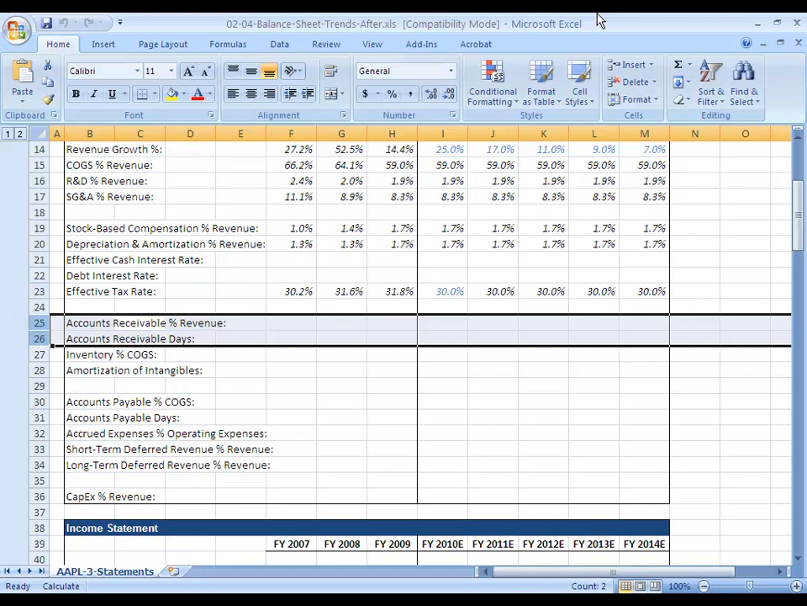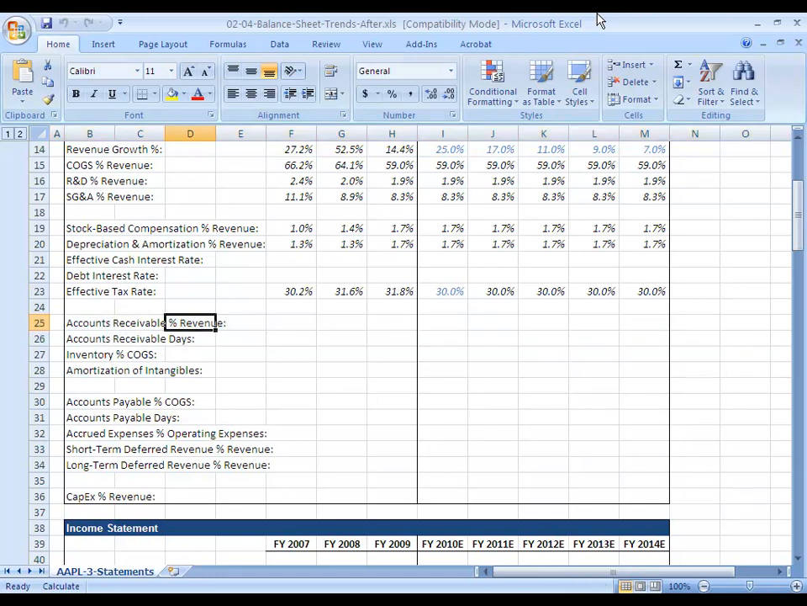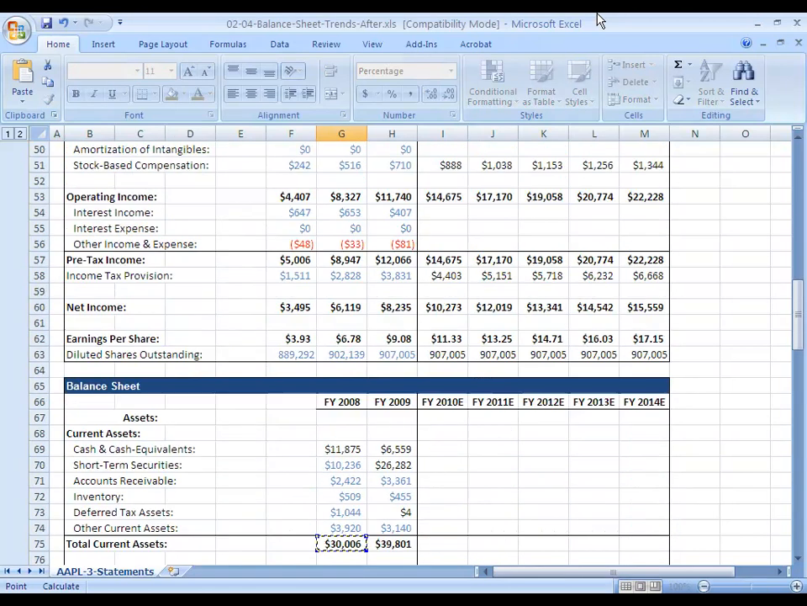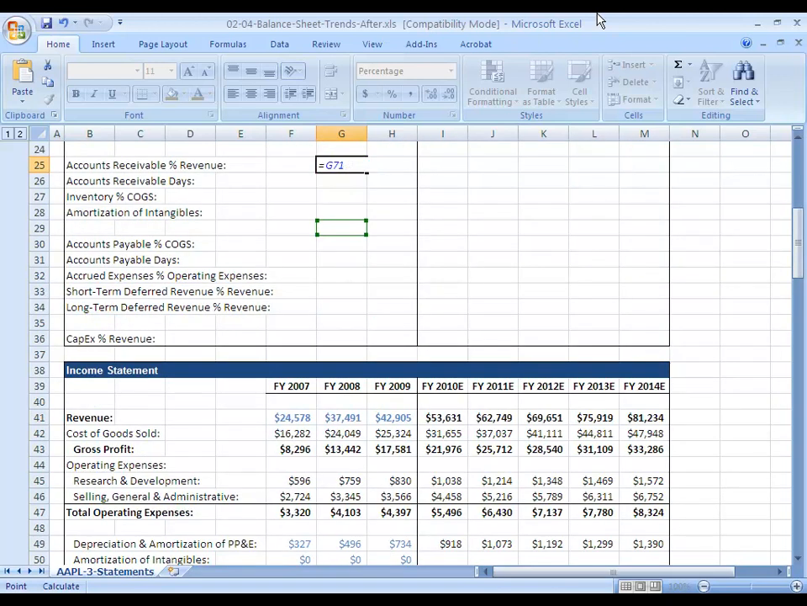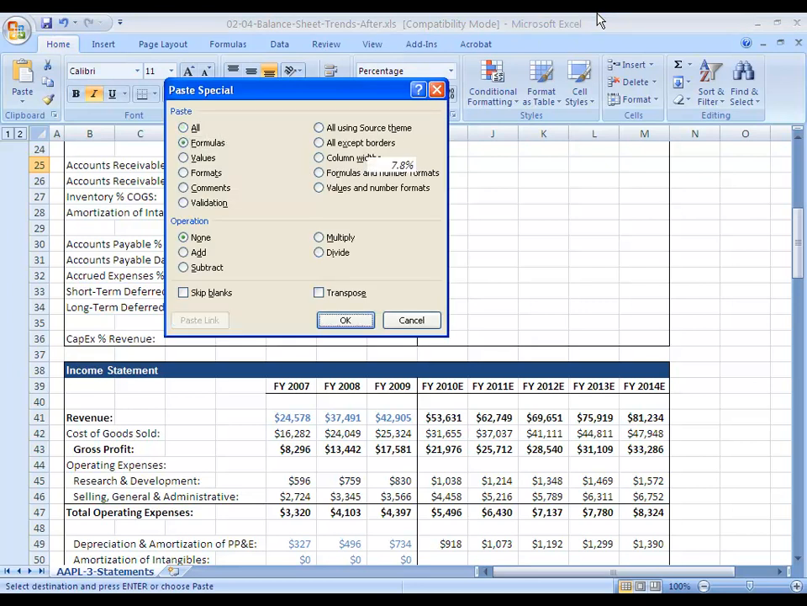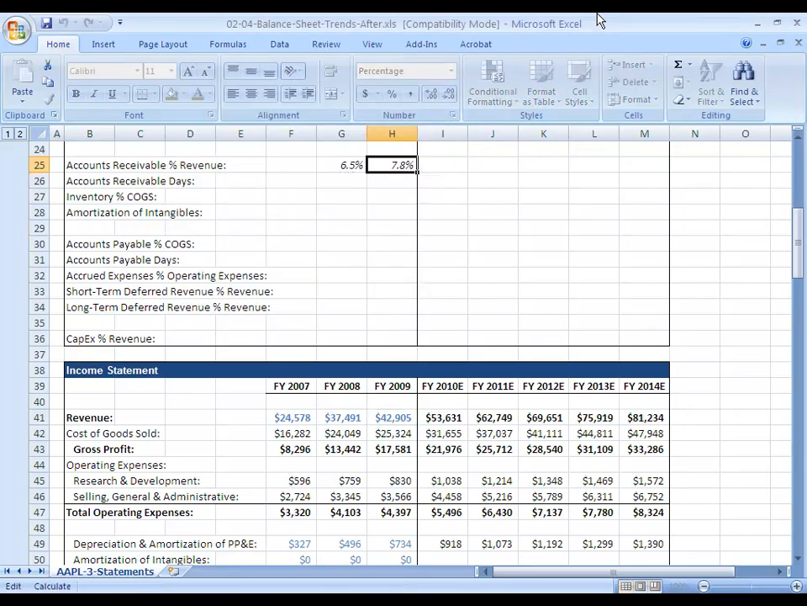So to start with, let's just look at accounts receivable as a percent of revenue. So I'm going to go down to the balance sheet. I'm going to take accounts receivable right here for 2008, and then divide it by revenue for 2008. So we have 6.5%, and then I'll do the same thing for 2009. Copy and paste it with Alt ESF. So we have that. So we have an idea of what it means as a percent of revenue.